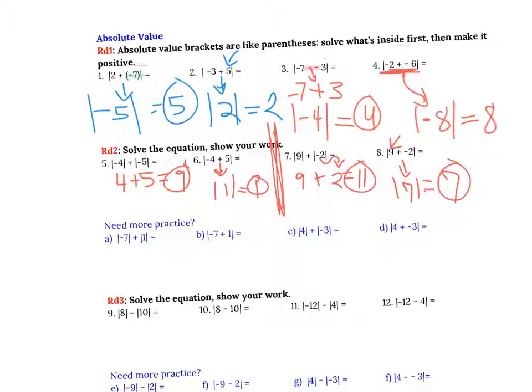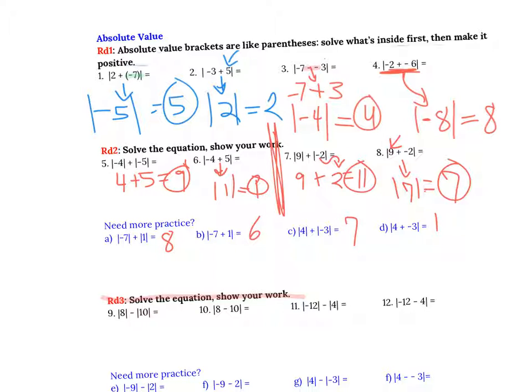All right, now, for the need more practice, I'm just going to go through that for those that actually want to check your answers. For A, it is 8. For B, it is 6. For C, it is 7. And for D, it is 1. Okay? All right. Let's go ahead and take a look at round 3.